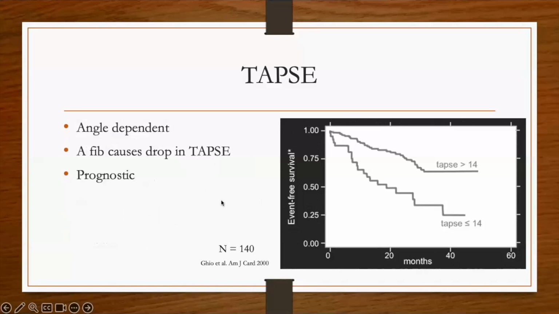As for the prognostic factor associated with this, one of the studies I looked at was a small one with 140 patients, and as you can see, their cutoff for the TAPSE was 14 instead of 17, but they did show that there was a large difference in event-free survival with higher TAPSE and essentially better RV function.